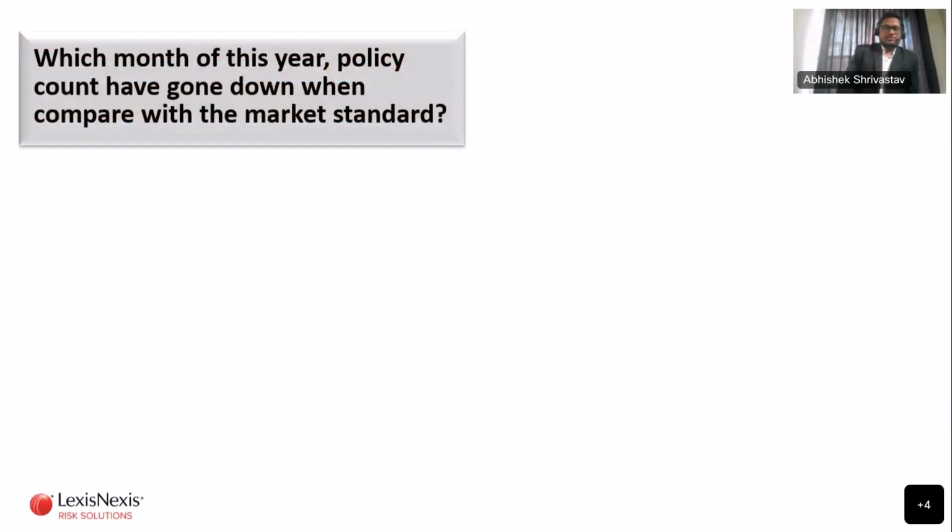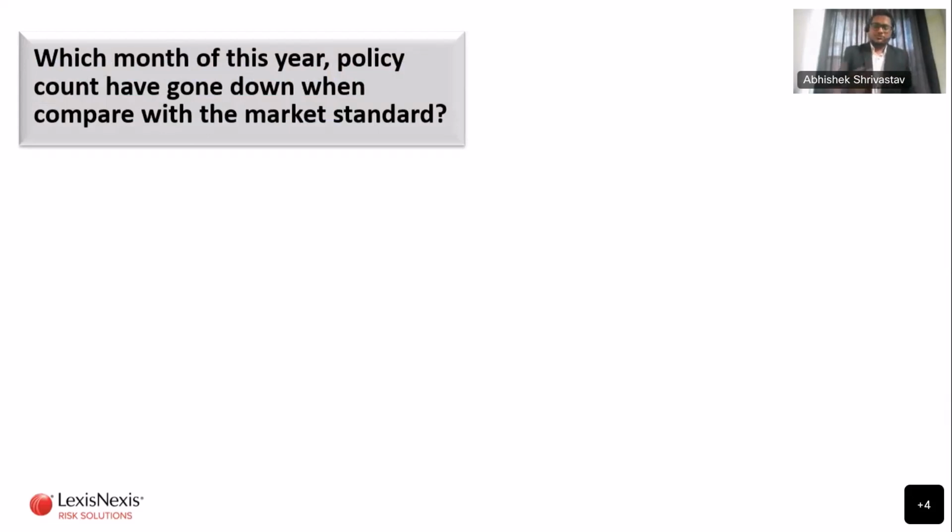So taking a question which a business can ask: in which month of this year has the policy count gone down when compared with the market standard? The market standard is nothing but the mean of the actual policy count across many vendors. Take an example that if we have been getting data of say 10 companies, we take the policy count for each one of them and we find the mean of them. So we will have a common figure that becomes my market standard.